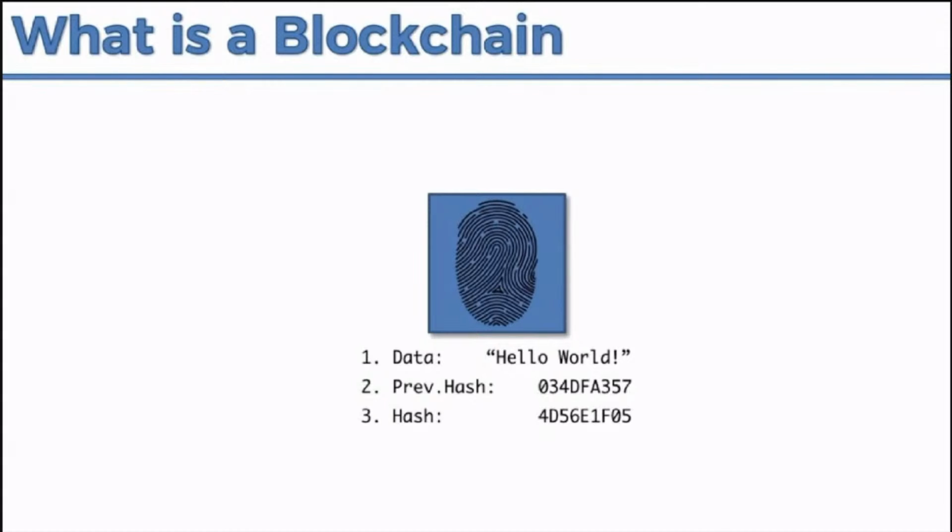So these three pieces of information, packed together, we can call a block. My dear friends, if you want to think in this way, a block consists of three pieces of information: one is data, one is previous hash value, and one is hash value.